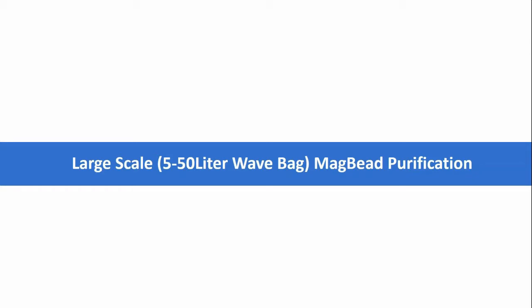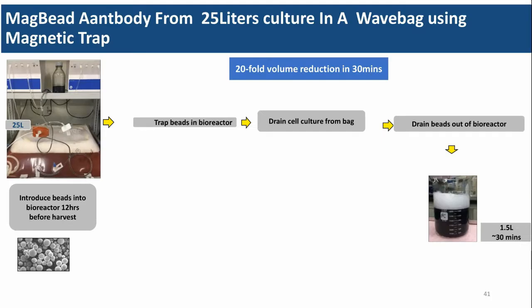So now I'll go to the large scale. This is a 5 to 50 liter WaveBag magnetic purification system. This system was sort of fabricated because the WaveBags have a very awkward shape, and they are not like a metal vessel with very strong walls. So how do you apply magnetic technology on this? What we did, on the left-hand side, the very first slide shows that we introduced the beads 24 hours before harvest. This was a 25-liter cell culture.